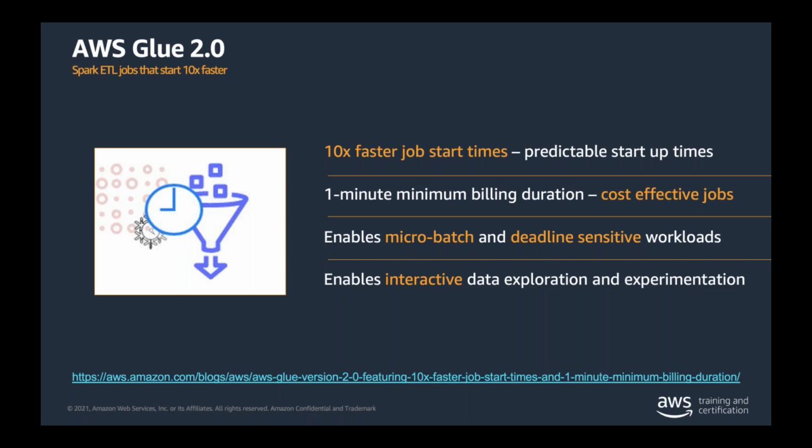In addition, Glue 2.0 Spark jobs are billed in 1-second increments with a 10 times lower minimum billing duration. So it's going from a 10-minute minimum previously to a 1-minute minimum now. As a result, customers can now run micro-batch, deadline-sensitive, interactive workloads much more cost-effectively.